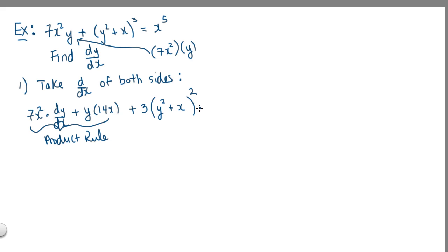And then this has to get multiplied by the derivative of the inside function. So derivative of y squared is 2y times dy by dx. I didn't quite leave myself enough room there. And then derivative of x is going to be 1, so we'll go plus 1, just close our brackets there. So this entire expression comes from the chain rule.